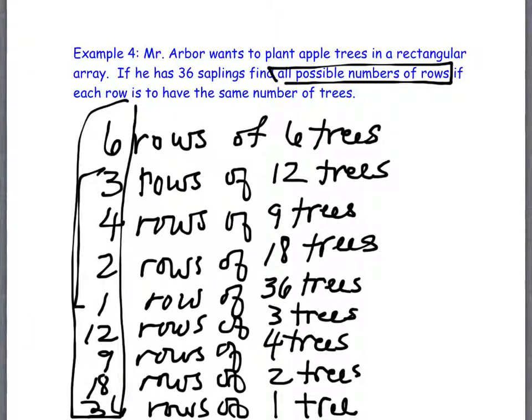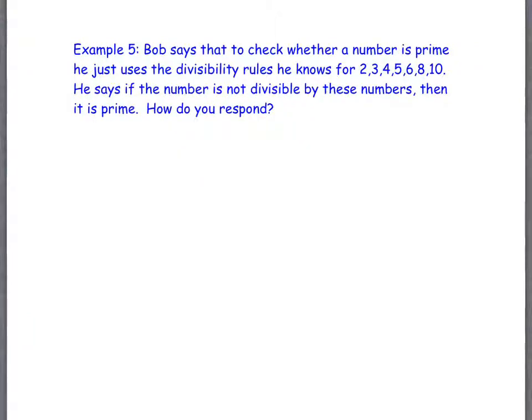All right, last question in this section. Bob says that to check whether a number is prime, he just uses the divisibility rules he knows for 2, 3, 4, 5, 6, 8, 10. He says that if the number is not divisible by these numbers, then it's not prime. How do you respond?